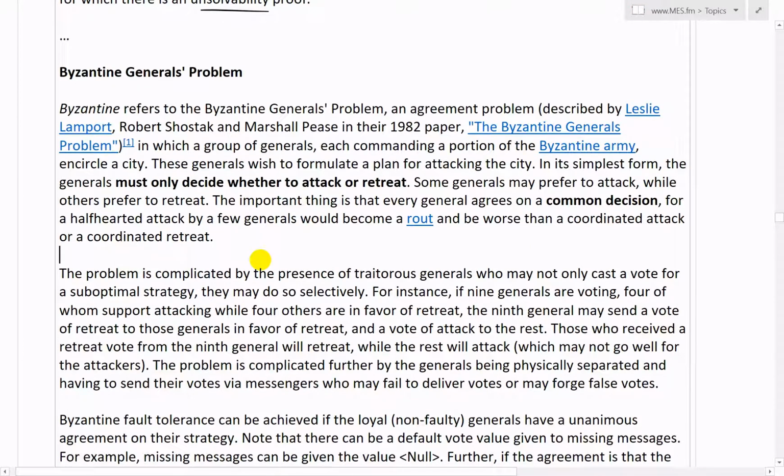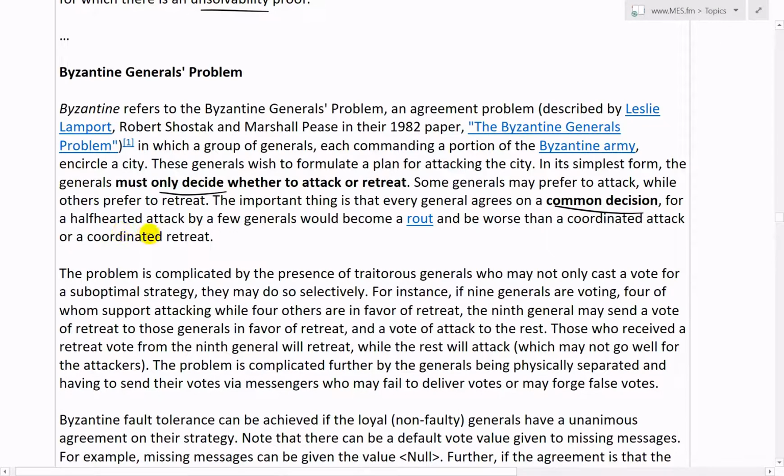Byzantine refers to the Byzantine Generals Problem, an agreement problem described by Leslie Lamport, Robert Shostak, and Marshall Pease in their 1982 paper, The Byzantine Generals Problem, in which a group of generals, each commanding a portion of the Byzantine army, encircle a city. These generals wish to formulate a plan for attacking the city. In its simplest form, the generals must only decide whether to attack or retreat. Some generals may prefer to attack, while others prefer to retreat. The important thing is that every general agrees on a common decision.